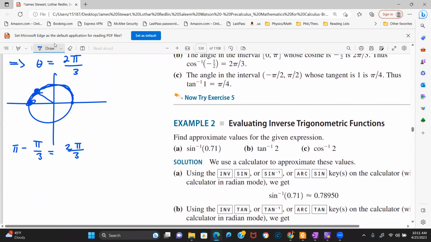So what we can say then is, because cosine of 2 pi over 3 is equal to negative 1/2, it follows that cosine inverse of negative 1/2 must be 2 pi over 3.